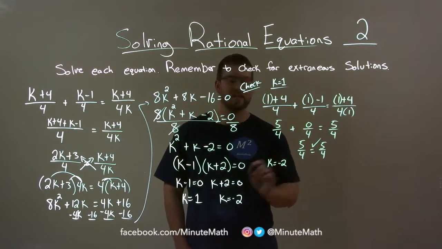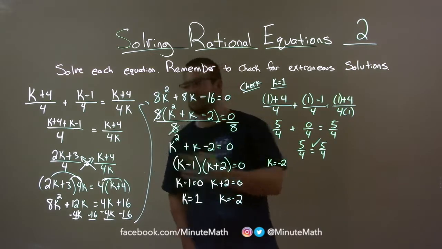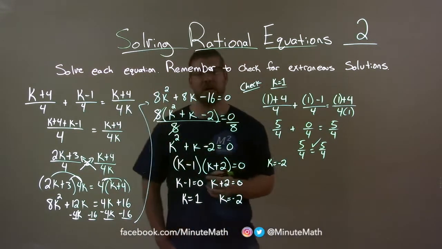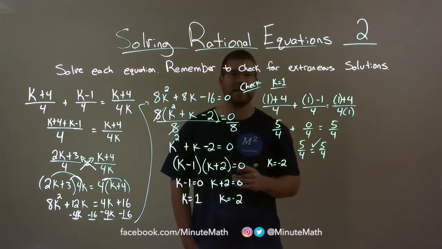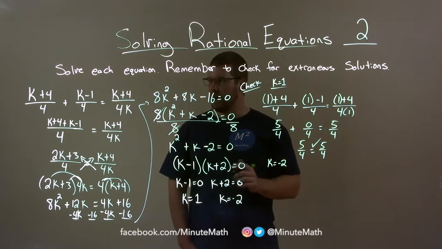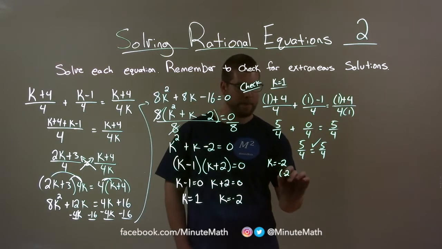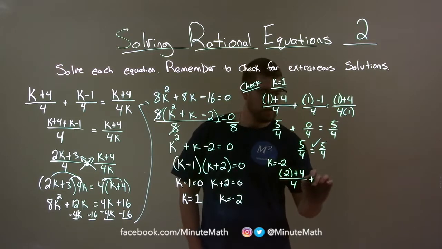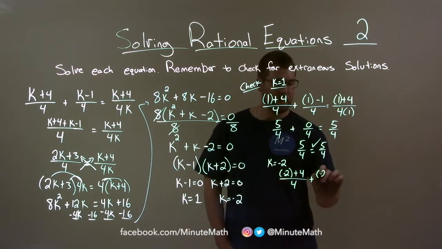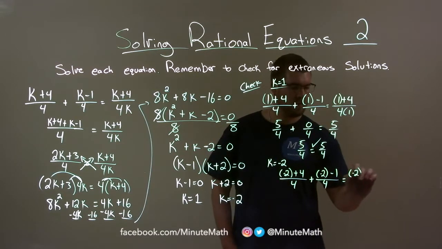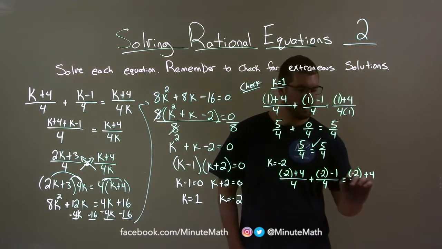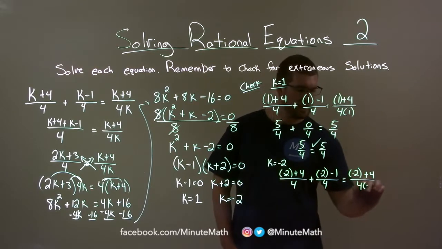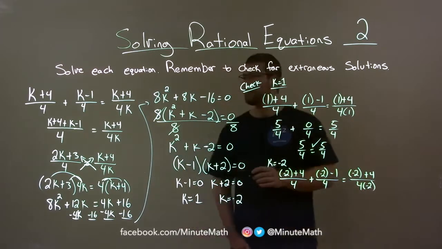K equals -2 here. Again, same process. We take our original equation and we substitute -2 in for k and see if the left and right hand side are equal. So, -2 plus 4 over 4 plus -2 minus 1 over 4 equals -2 plus 4 over 4 times -2. All right, and that should be all the case.